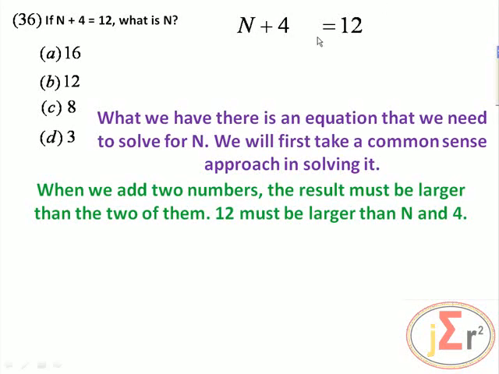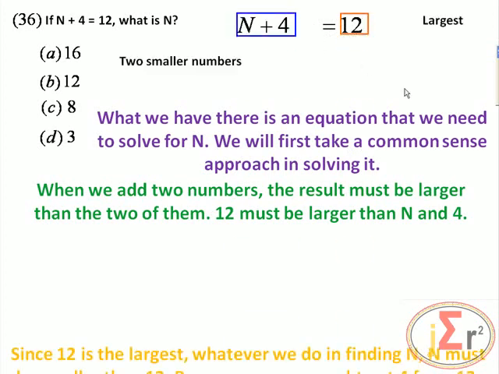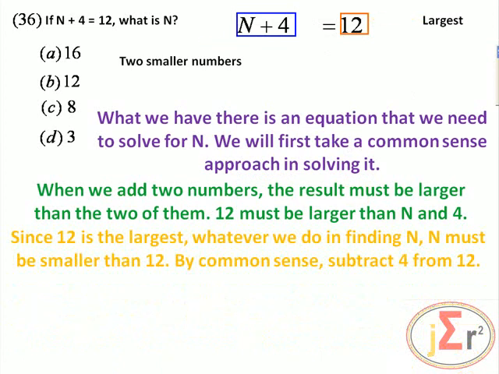So whatever n is, 12 must be larger than n. Since 12 is the largest, whatever we do in finding n, n must be smaller than 12. By common sense, subtract 4 from 12. n is equal to 12 minus 4. What is 12 minus 4?